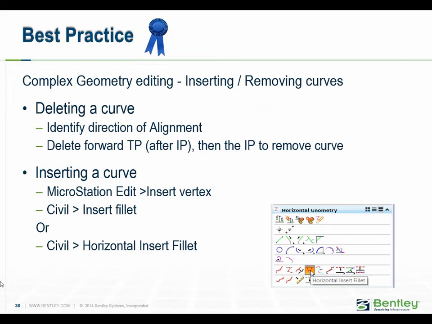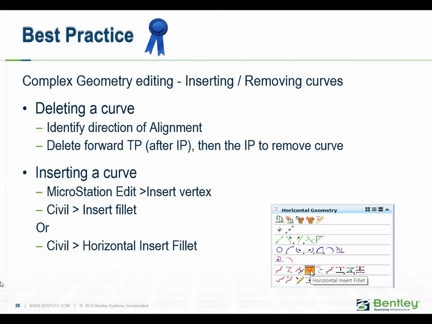Dealing with complex geometry and editing, it's quite common that you may need to insert and remove curves, and there are commands that will assist you in this. But if you're trying to delete a curve, you can just utilize the MicroStation delete point. But if you're doing this, you need to consider the direction of the geometry that you're working on. Delete the forward tangent point that occurs after the IP first, and then remove the IP itself. Then you'll get correct updating. If you get the order wrong, just undo it and then reapply.